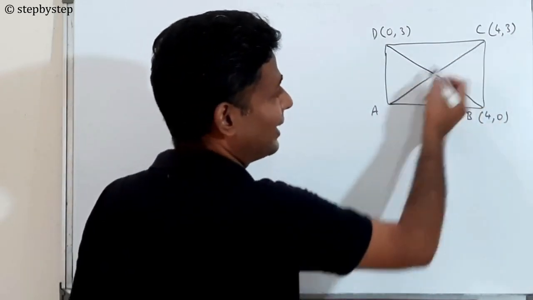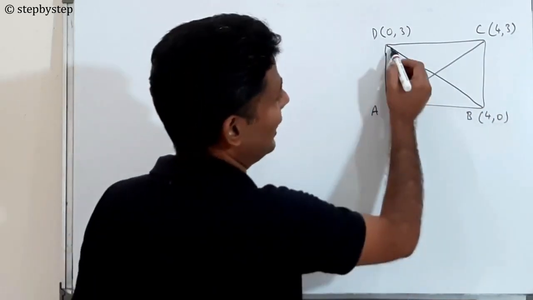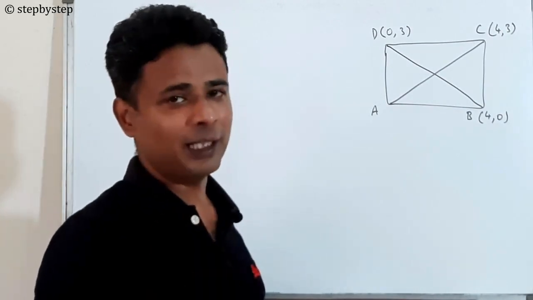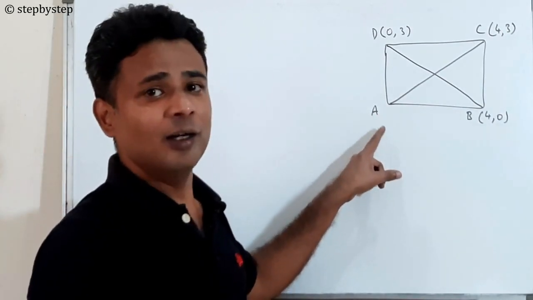In a rectangle, the diagonals are equal. So if we know the length of one diagonal, it will be the same as the length of the other diagonal. So if you know this property, you won't waste time finding the coordinates of A.